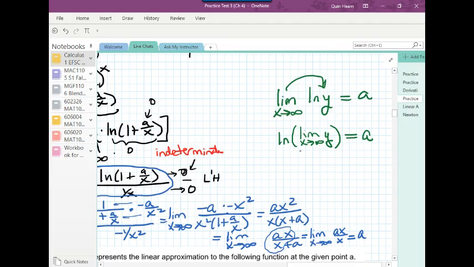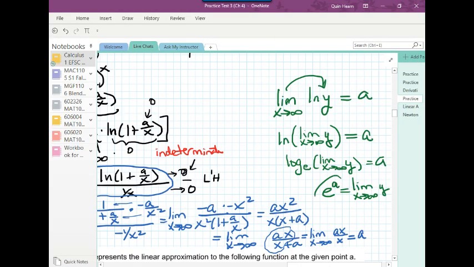Okay, so what that means is, remember, we were evaluating this limit here, and we just got a. So we just found that the limit as x approaches infinity of the natural log of y is actually equal to just a. But remember, we're trying to find the limit as x goes to infinity of y itself. So we have a little bit more work to do.